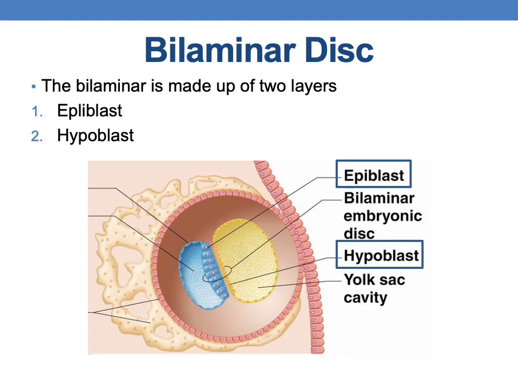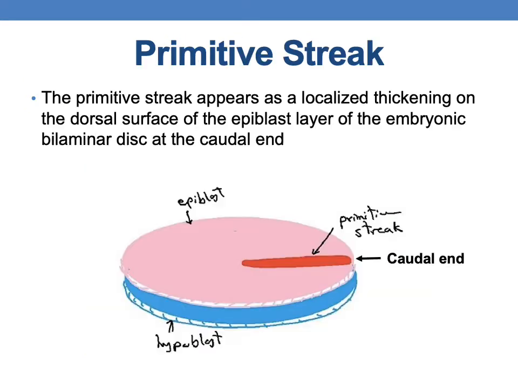The bilaminar disc is made up of 2 layers, the epiblast layer and the hypoblast layer. The hypoblast layer gets its name because it's under and therefore hypo to the epiblast layer. From these 2 layers, the cells will transform into 3 layers, forming the 3 primary germ layers of the embryo.